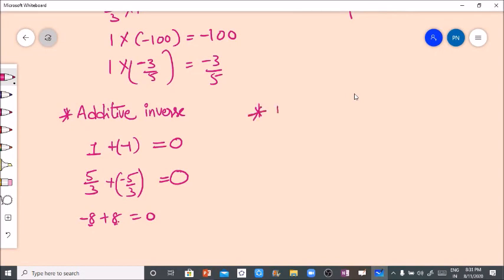Okay. Next, multiplicative inverse. Okay, children? Right. Multiplicative inverse. What is the multiplicative identity? 1. Okay. Here, by which number do we have to multiply the number 5 to get the answer 1? So, I will multiply 5 with 1 by 5. Then only I will get 1.